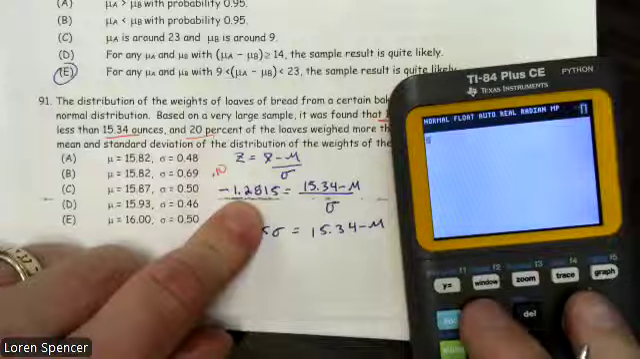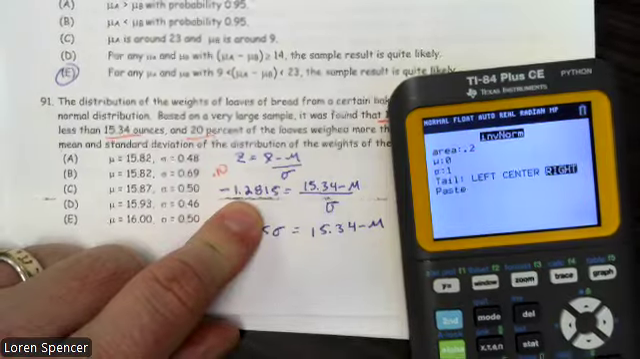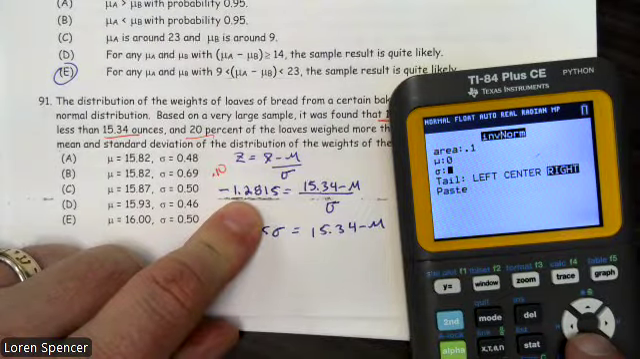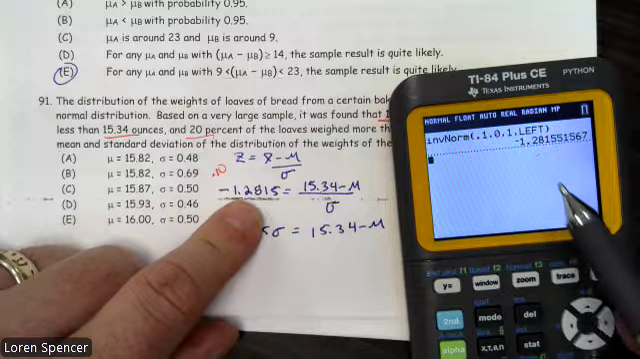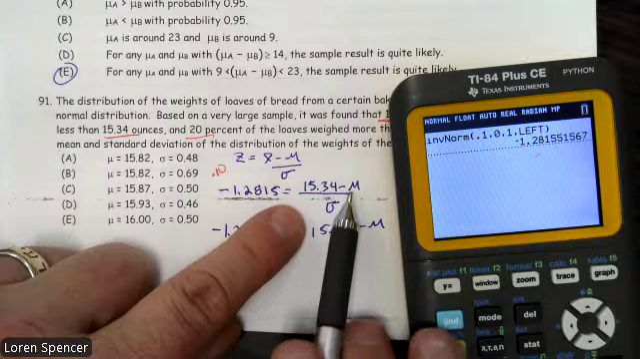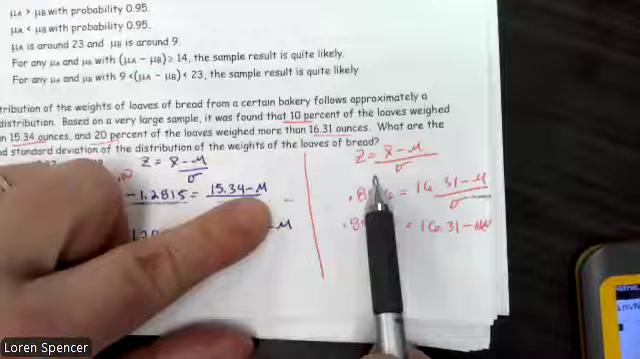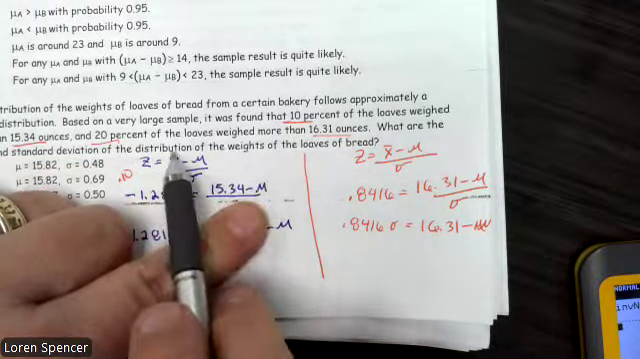I went second vars, inverse norm, 0.1, mean is 0, standard deviation of 1, and I have left, and I get negative 1.2815. So that gives me this, but I'm still missing two things. I'm kind of stuck. So I did the same thing for the other one, but it was the upper 20%.